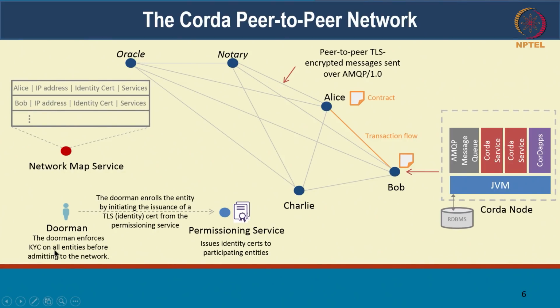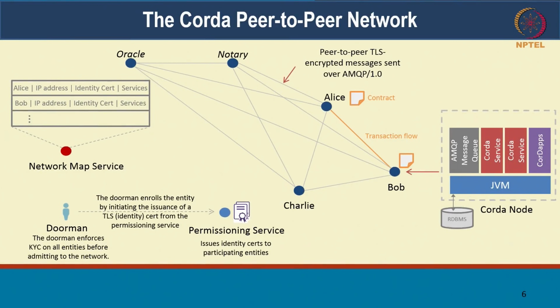So there is a doorman service providing KYC, and then the permissioning service that issues the certificate itself once the doorman enrolls it. There is a network map service that maps entities to their peer IP addresses as well as their identity. So this is how people will know which entities are part of the system. How do I send a message to another peer?